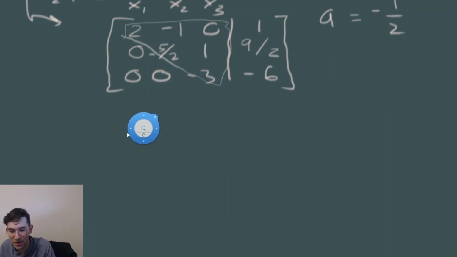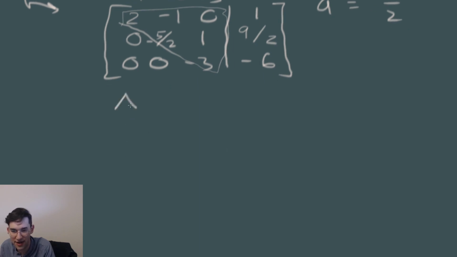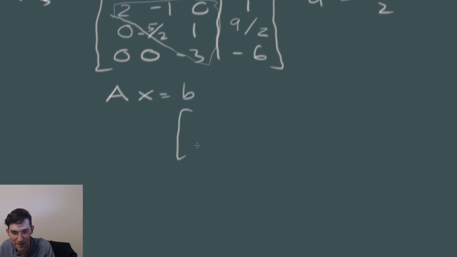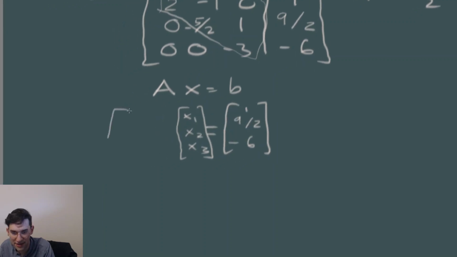Okay? So another way of writing this is you can write it Ax equals b, where this is b here, our matrix here, 1, 9/2, negative 6. Our variable matrix, x1, x2, x3, and then our coefficient matrix is the A. This is a way that it's commonly written.